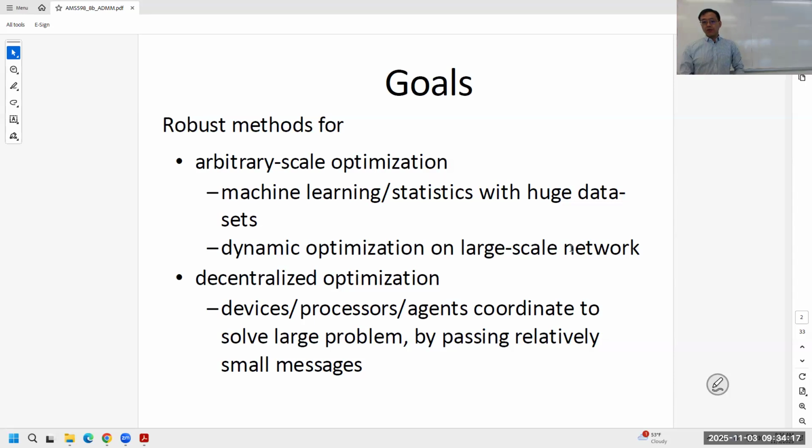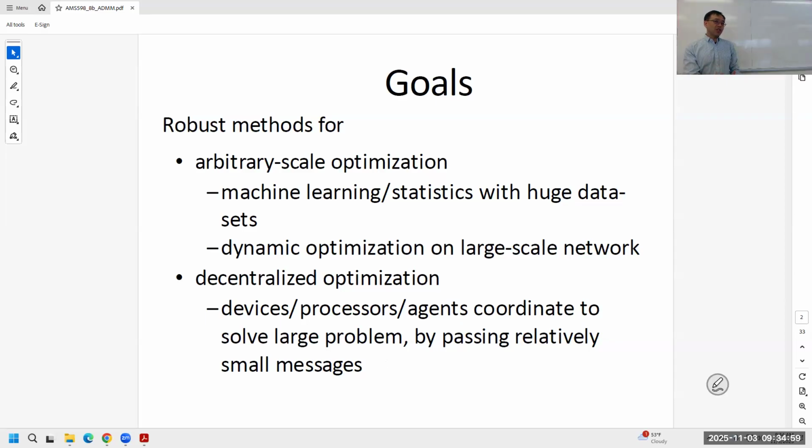This process is mainly done through the algorithm ADMM. So the goal here is to introduce a robust method for arbitrary scale optimization, for machine learning and statistics with huge data sets, and also dynamic optimization on large scale networks. This is so-called decentralized optimization, using devices and process agents, coordinated to solve a large problem by passing relatively small messages. So the whole idea can also be seen as so-called parallelized optimization.